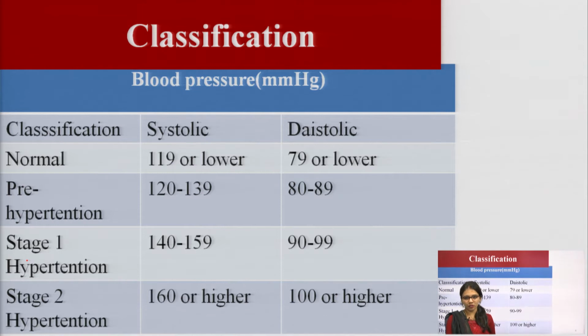Now, this is a table of blood pressure. You can see here the normal range of systolic and diastolic blood pressures. Normal range is 119 or lower systolic, and in the diastolic 79 or lower. In pre-hypertension you can see 120 to 139 systolic, and similarly diastolic 80 to 89. In stage 1 hypertension, systolic is 140 to 159 mmHg, and diastolic 90 to 99 mmHg. Similarly, stage 2 hypertension is 160 or higher, and diastolic 100 or higher.